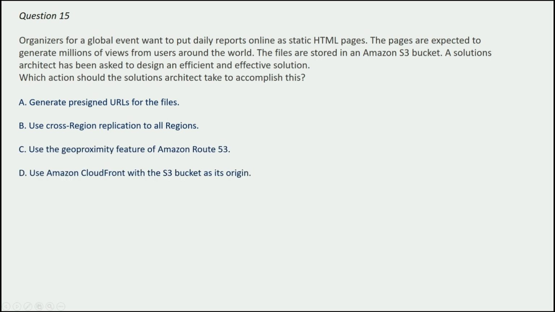I'm directly going to the correct answer, and it will be: use Amazon CloudFront with the Amazon S3 bucket as its origin. So what is the clue here? Static HTML pages. Whenever in any question this is the requirement, static HTML pages, go for S3. Pages are expected to generate millions of views from around the world. Whenever that is the case, where content has to be served to the whole world, then Amazon CloudFront will be very helpful. So for this reason, option D will be the correct answer here.